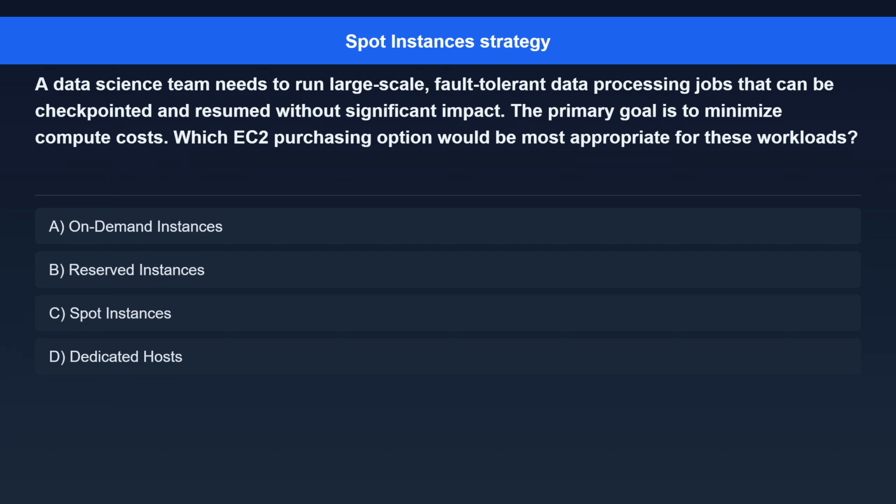Question 4. A data science team needs to run large-scale, fault-tolerant data processing jobs that can be checkpointed and resumed without significant impact. The primary goal is to minimize compute costs. Which EC2 purchasing option would be most appropriate for these workloads? Option A. On-demand instances. Option B. Reserved instances. Option C. Spot instances. Option D. Dedicated hosts.